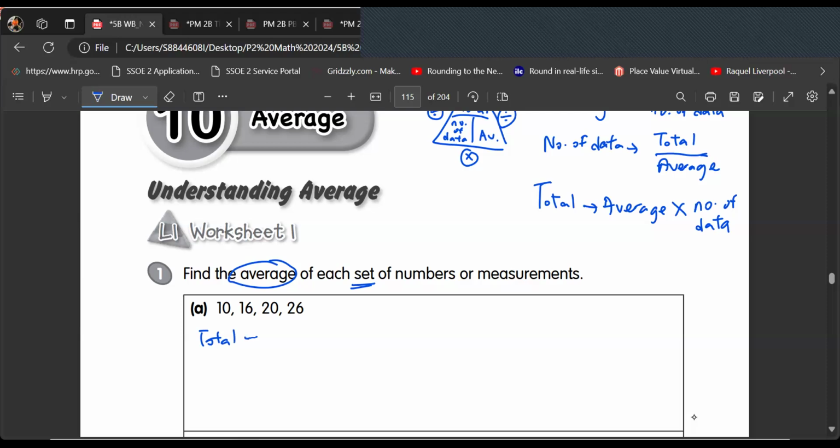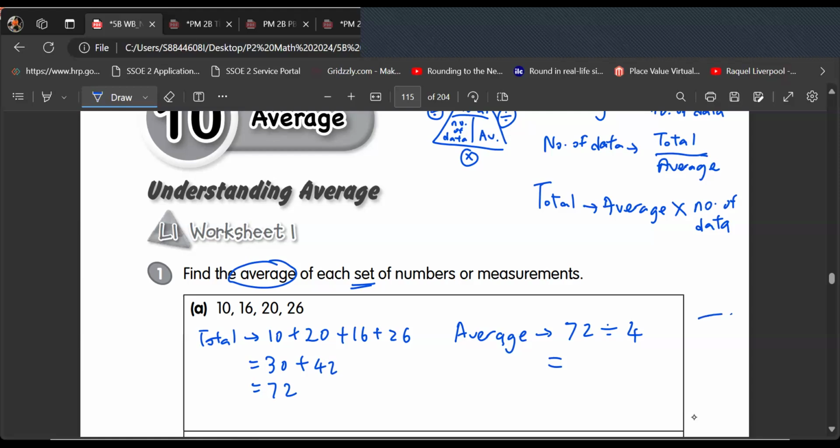So the total will be 10 plus 20 plus 16 plus 26. I can add the friendly numbers together first, 30 plus 42, then 72. Then I find the average by using the total, which is 72, divided by the number of data here, 1, 2, 3, 4. There are 4 numbers here. So 72 divided by 4 will be 18. So the answer is 18.